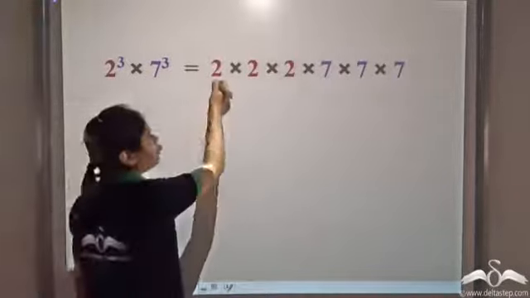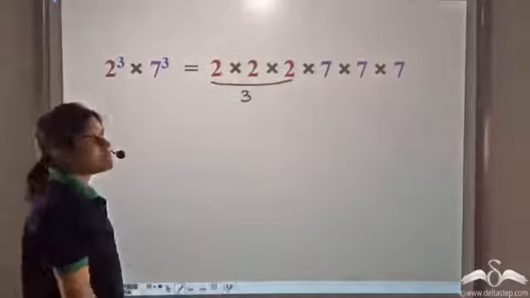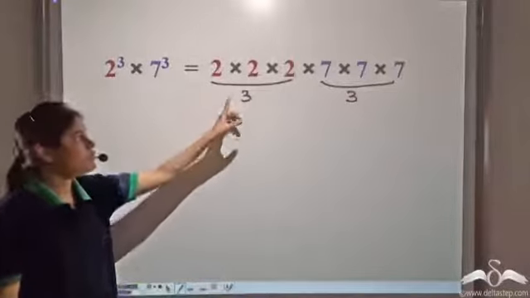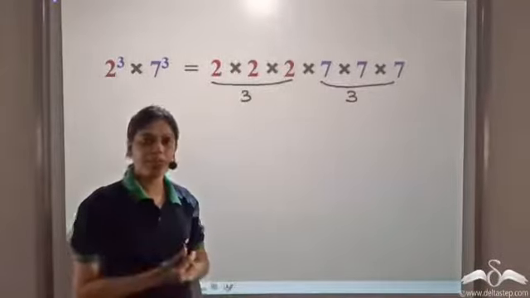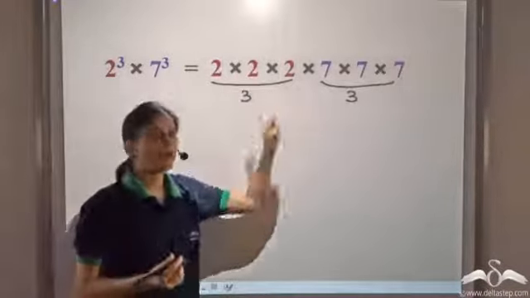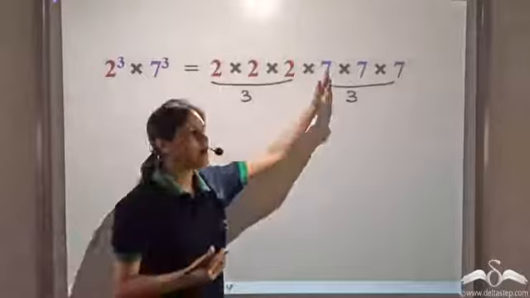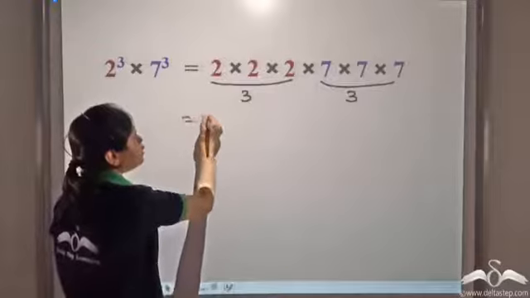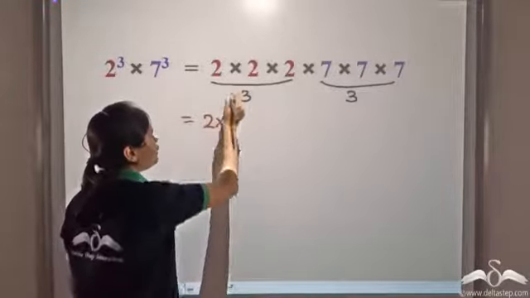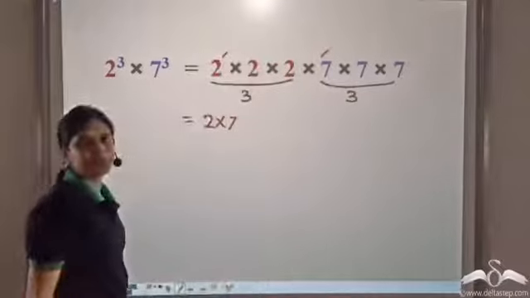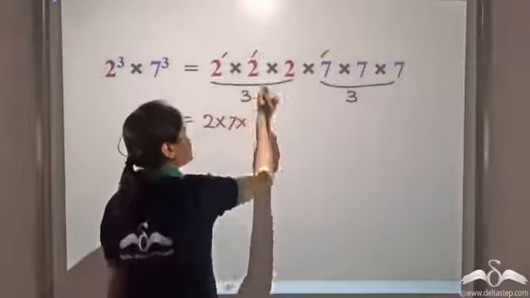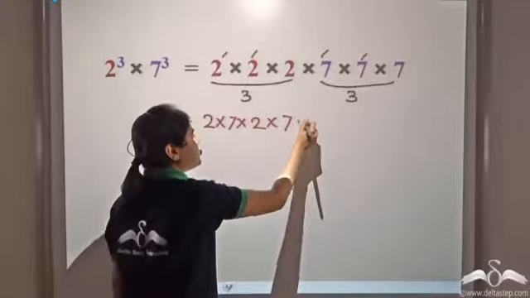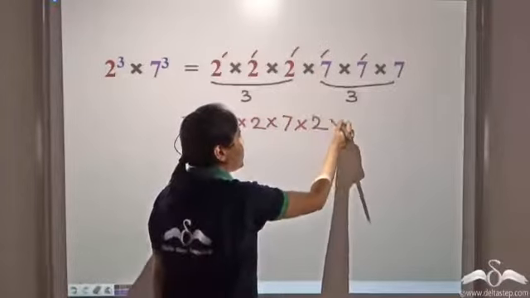Now we have 3 2's and 3 7's all multiplied together. So for every 2 you have a 7. For each 2 you have a 7. So let's write them together. So this can be written as 2 into 7. We take this 2, this 7. Again we take this 2 and this 7. Now this 2 and this 7.